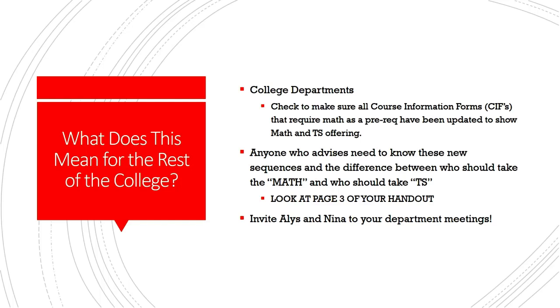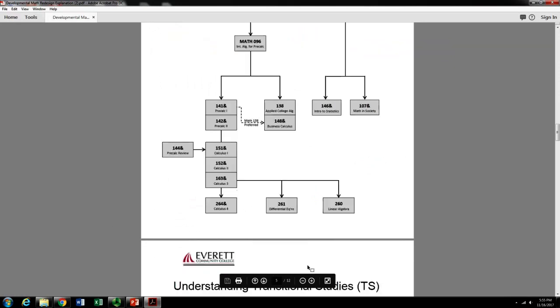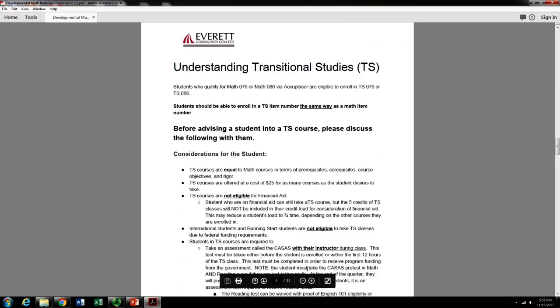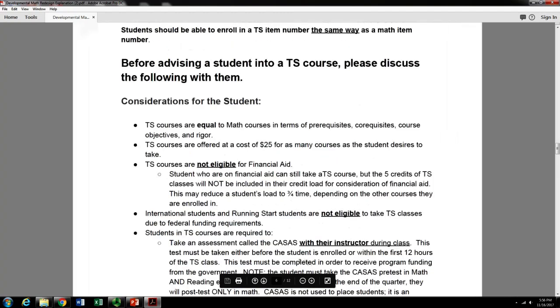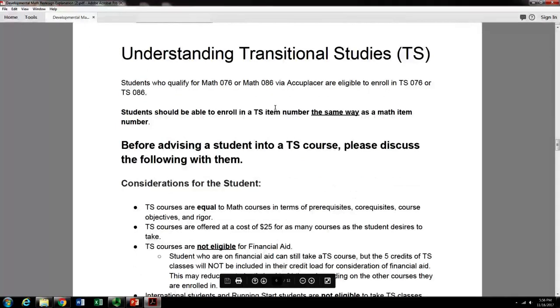The other thing you'll want to know is how to advise these students. So you'll need to know the new sequence and the difference between math and TS. So let's take a second to look at that. So transitional studies. So what is transitional studies? Students who qualify for Math 76 or 86 via the AccuPlacer are eligible to enroll in TS 76 or 86. So what's the difference?